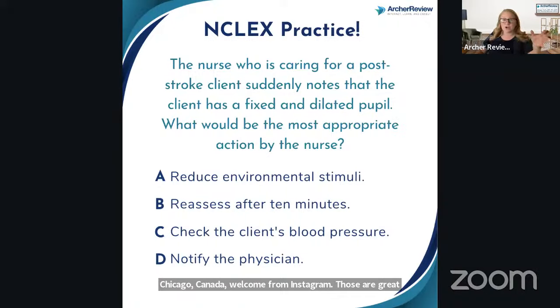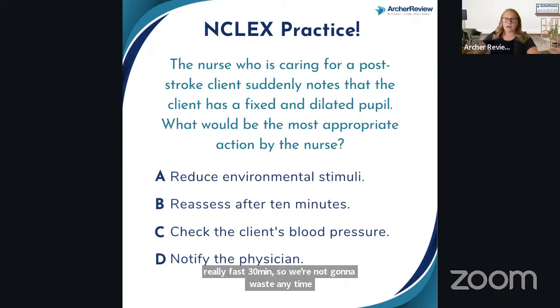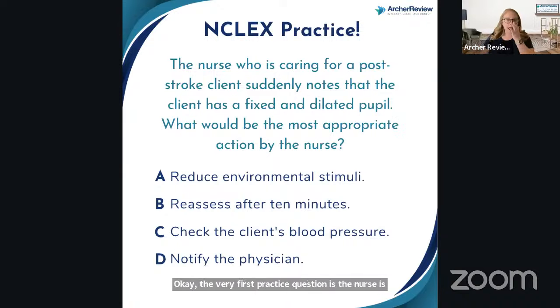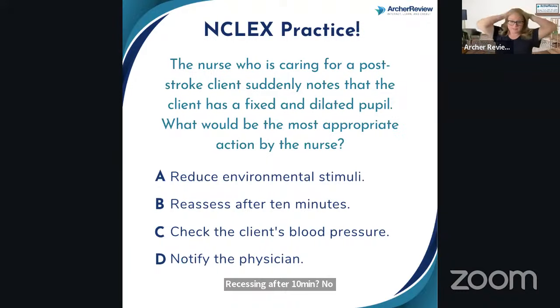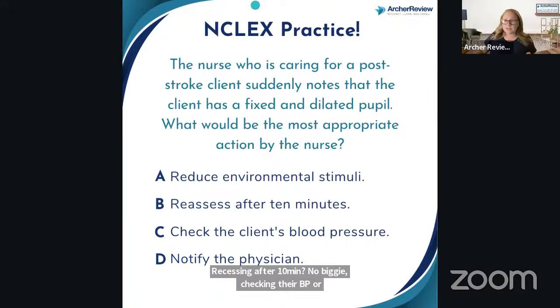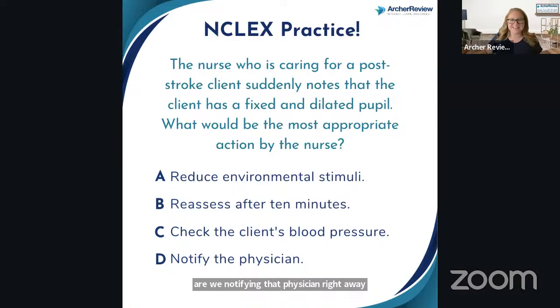So let's jump in. As I said, this is a really fast 30 minutes, so we're not going to waste any time. Okay, the very first practice question is, the nurse is caring for a post-stroke client and suddenly they have a fixed dilated pupil. What's the most appropriate action? Okay, so follow my answer choices here. Are we reducing stimuli, reassessing after 10 minutes, no biggie, checking their BP, or are we notifying that physician right away? Pop your answer down in the comments.